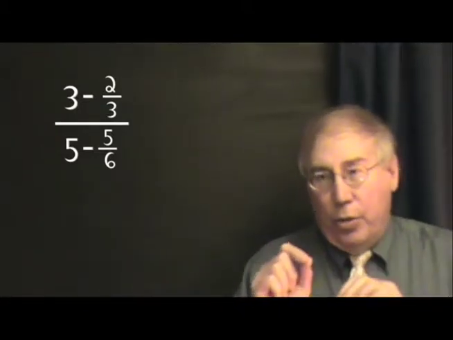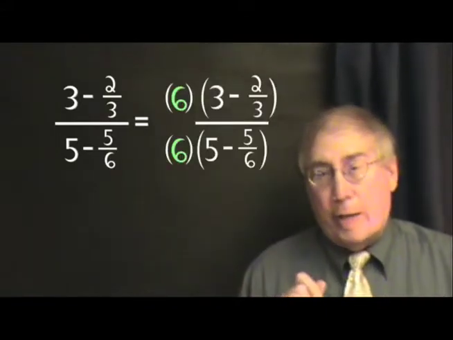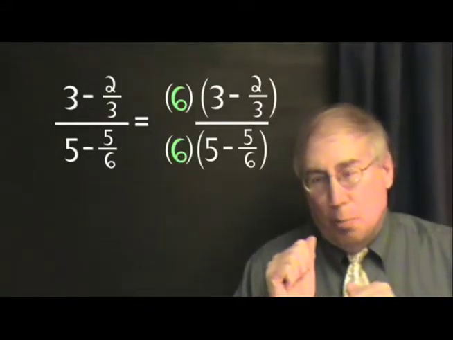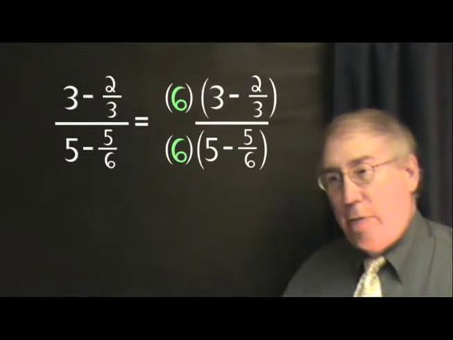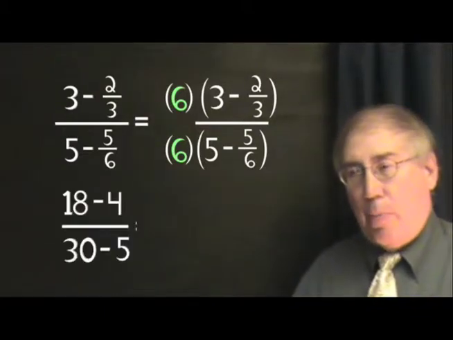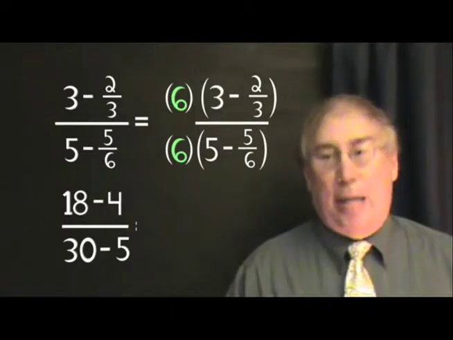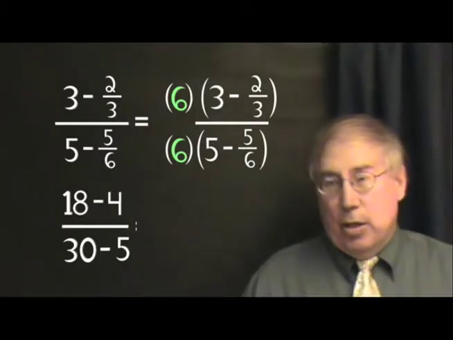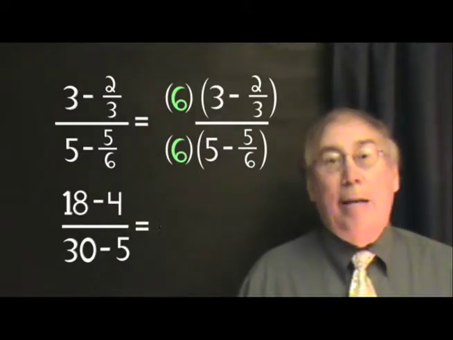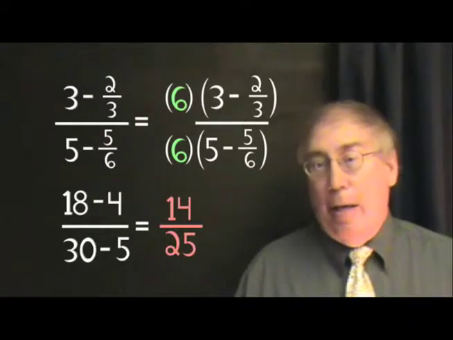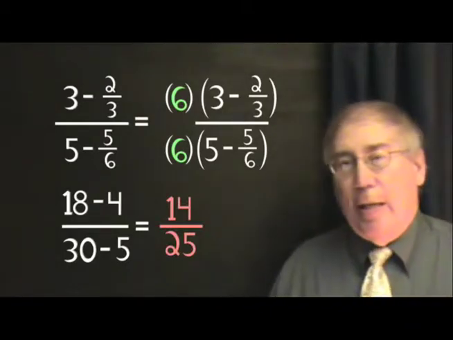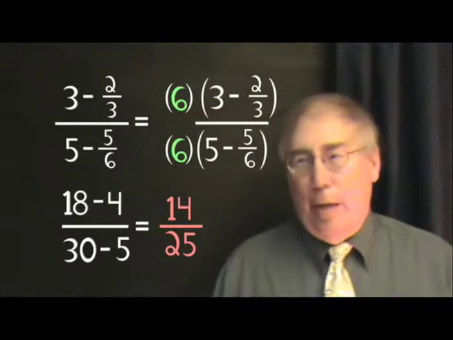Now, what we need to do to start simplifying that is look for the least common multiple, in this case, of 3 and 6, which are part of our two fractions, 2/3 and 5/6. That happens to be 6. And then it works down to one fraction. So we got 18 minus 4 over 30 minus 5, and we'll get 14/25.